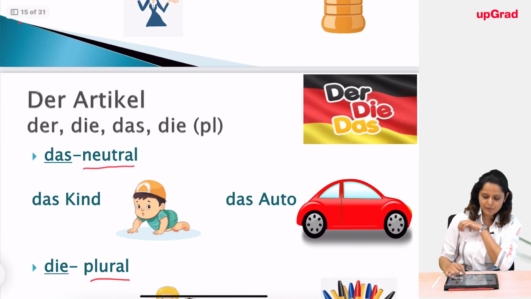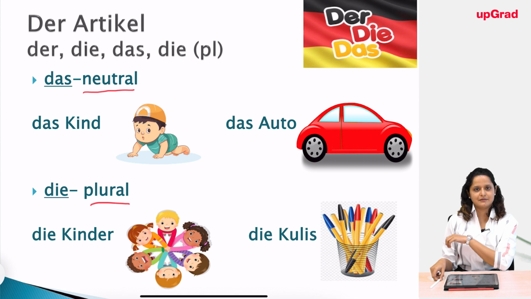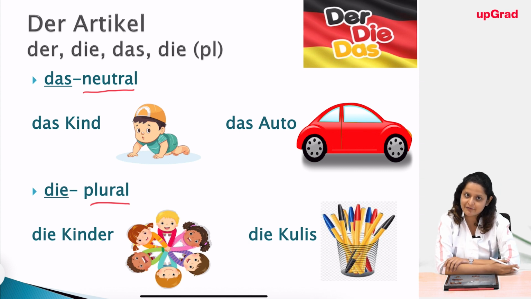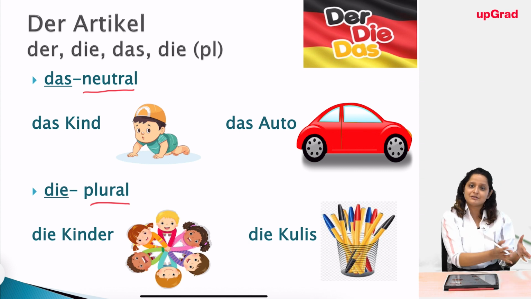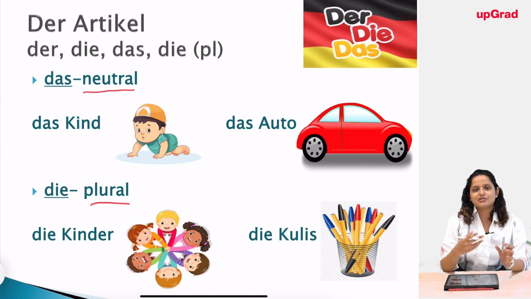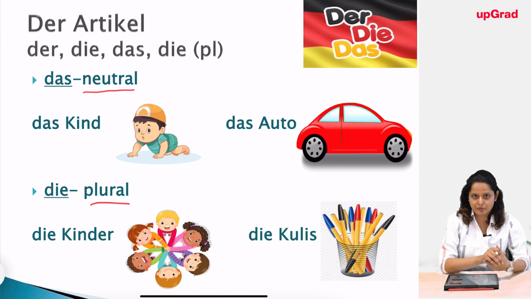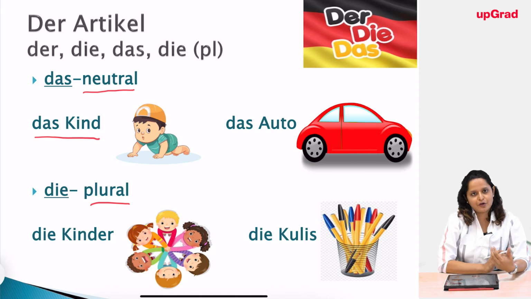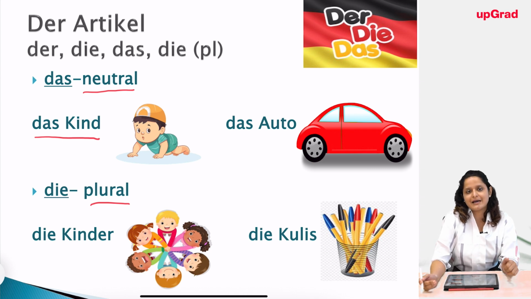After this, we go to the neutral nouns, that is, nouns which are neutral. Now again, just because they are neutral nouns doesn't mean they're only applicable for non-living things. We also have nouns which represent human beings, as in people, and they still can be neutral nouns. Okay. So das Kind. When we talk of a child, regardless of what the gender of the child is, when the child is referred to as a child, the article here becomes das Kind.